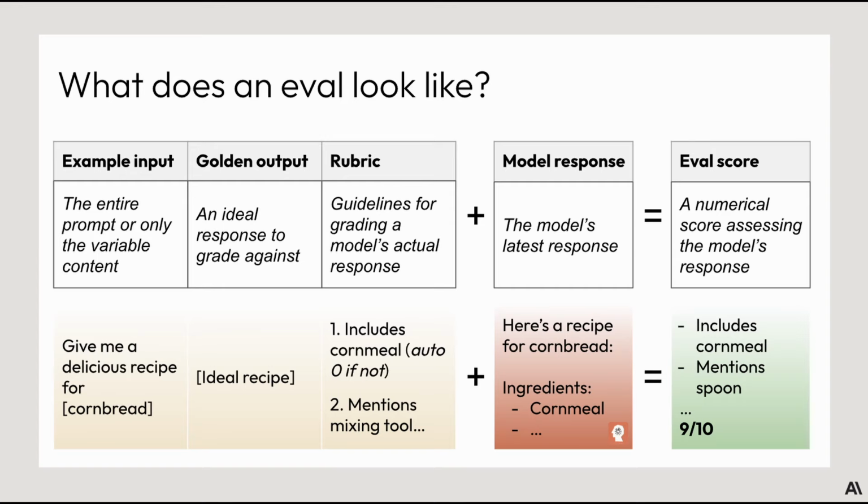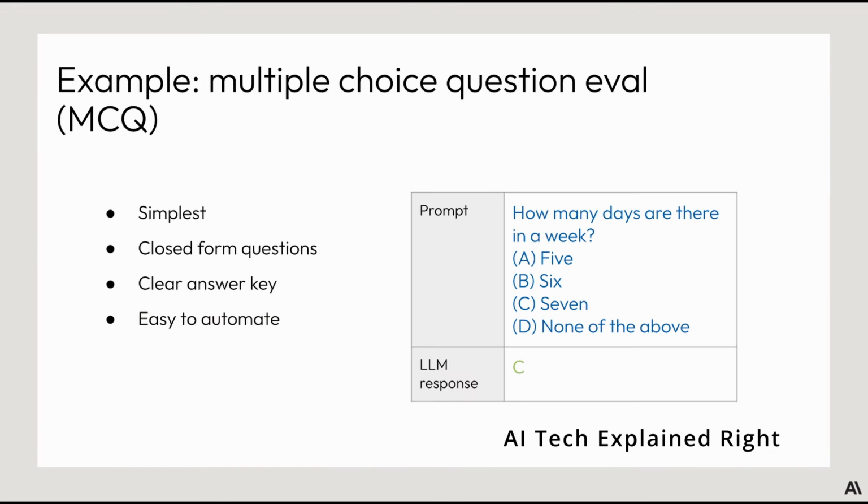Here is an example of a model evaluation, which is a multiple choice question eval. As we have a multiple choice question, this is considered one of the simplest evaluation types, as it's around closed form questions. We have a clear answer key, as the model has to choose among one of the provided answers, and it's easy to automate.